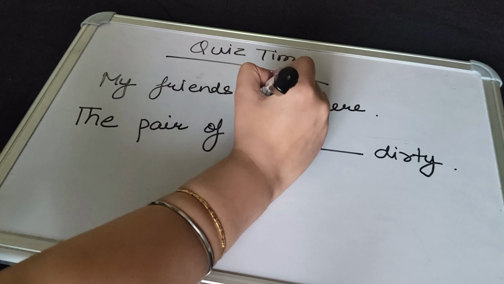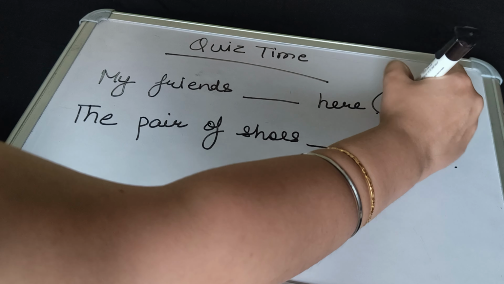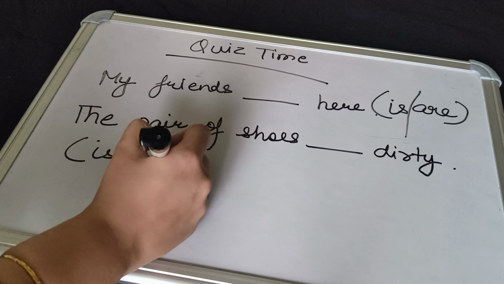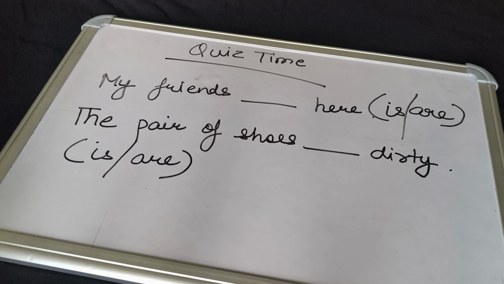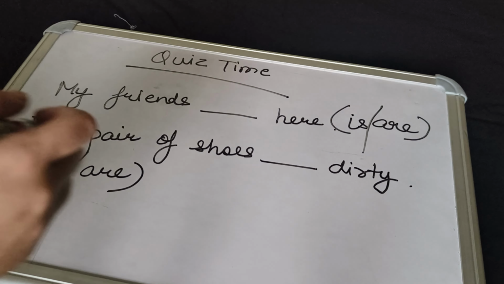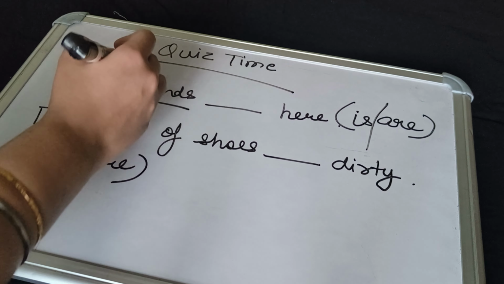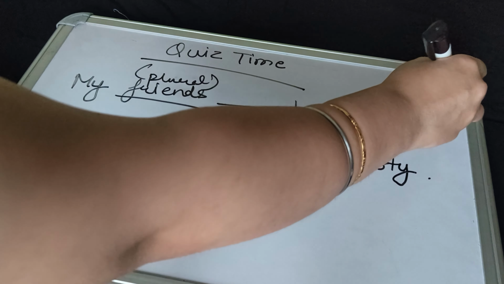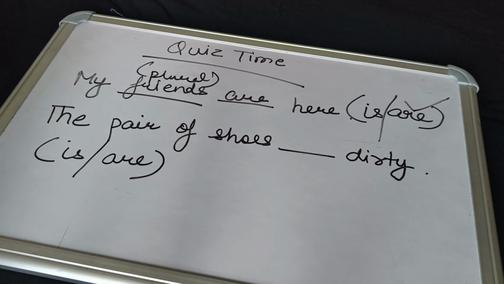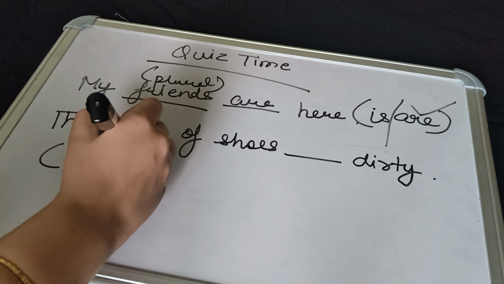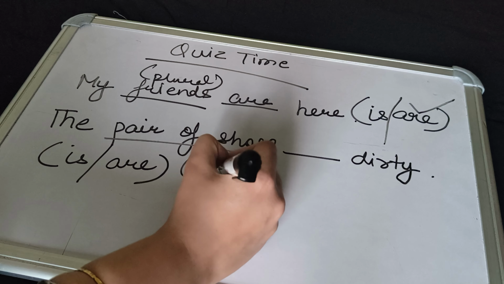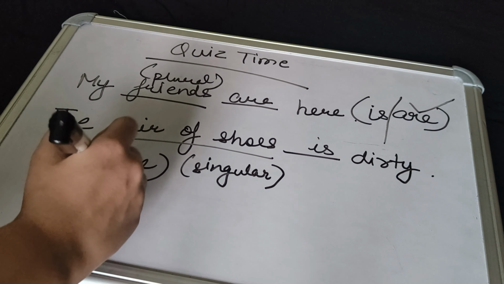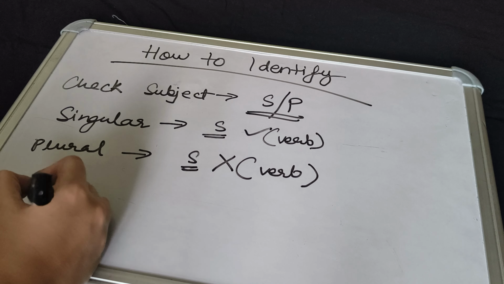It's not a singular word. So with plural we use are, right? And if you have two options between is and are, you will use are. The pair of shoes dash dirty. Pair of shoes is not plural, it's singular, because if it's a pair you will consider it to be one. And you will use which word with it? You will be using the word is. Is will be the right answer. Why? Because pair of shoes is singular. So the pair of shoes is dirty is the right answer.